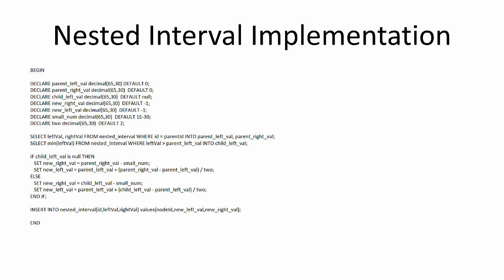And then if there is no child and this is a leaf node, then all that we have to do is take up half of the interval of the parent, and that determines what our left and right values are going to be for this specific node in a nested interval.